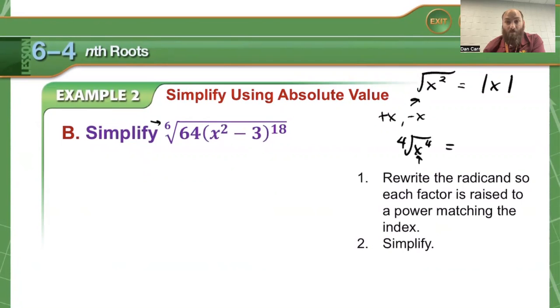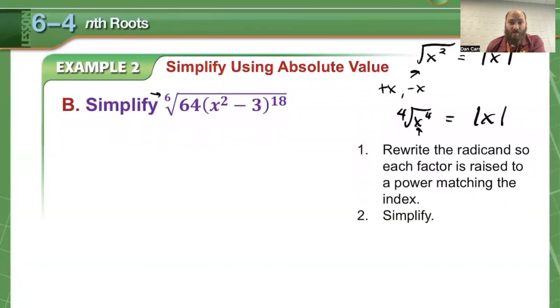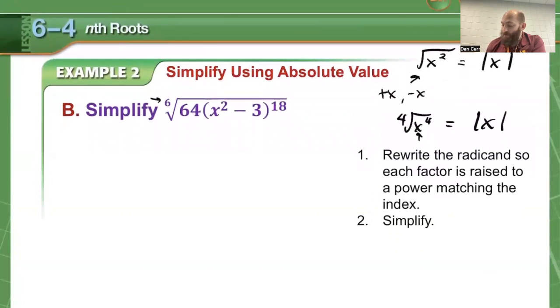So because of that, when we evaluate the 4th root of x to the 4th, we don't want to just write x. We want to write the absolute value of x. So in this scenario, we'll do the same process that we normally do. Rewrite the radicand so that each factor is raised to a power matching the index, and then simplify. The only difference now is when we have an even root, we want to make sure we put the absolute value sign around our answer.